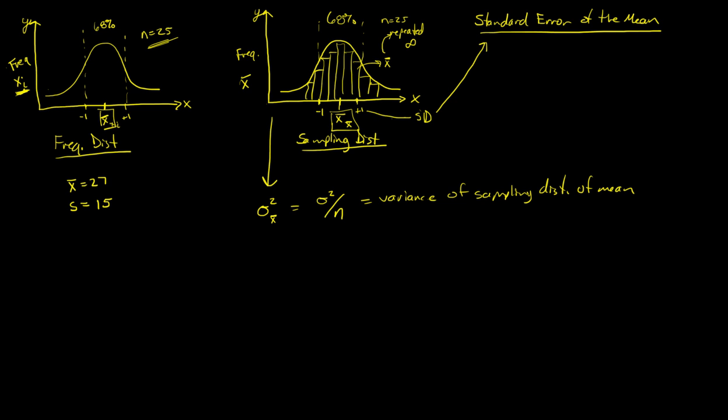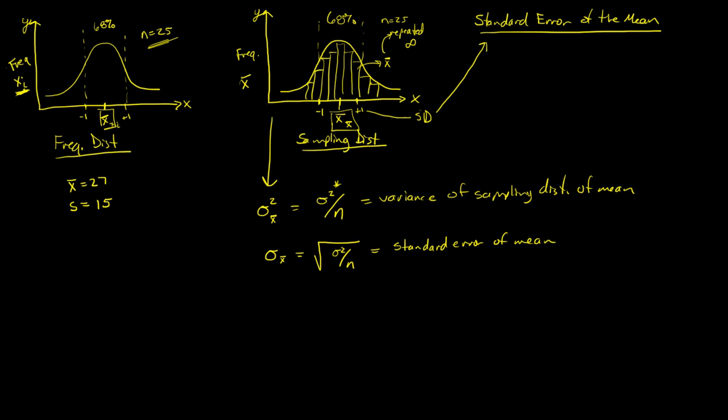But remember that this has squared units here. I'm just going to put an asterisk right here. This is squared units because we're squaring these values, and so we need to take the standard deviation. So it becomes the square root of the quantity we were just talking about. But instead of calling this the standard deviation, we call it the standard error of the mean.